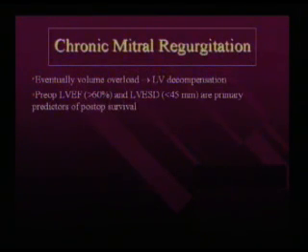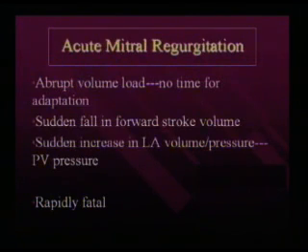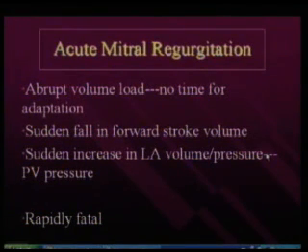Eventually what happens is that the volume overload occurs, the LV decompensation occurs, and ultimately the patient starts getting into heart failure. Acute mitral regurgitation is totally different. It's almost as if it's a totally different entity. There's an abrupt volume overload, and commonly we see it in two situations. The first situation is in an ischemic heart disease situation, in an infarct situation. That is what we commonly see. They're extremely sick patients, and the second situation is infective endocarditis or a prosthetic valve malfunction.